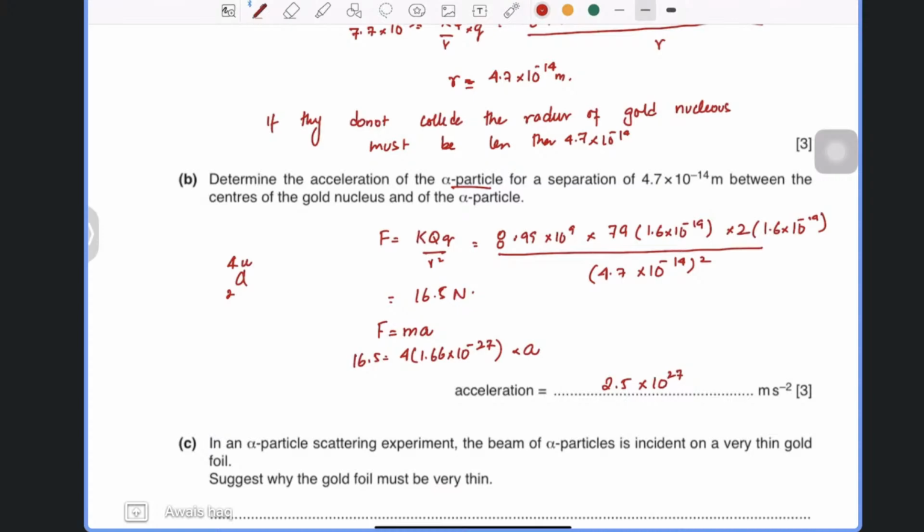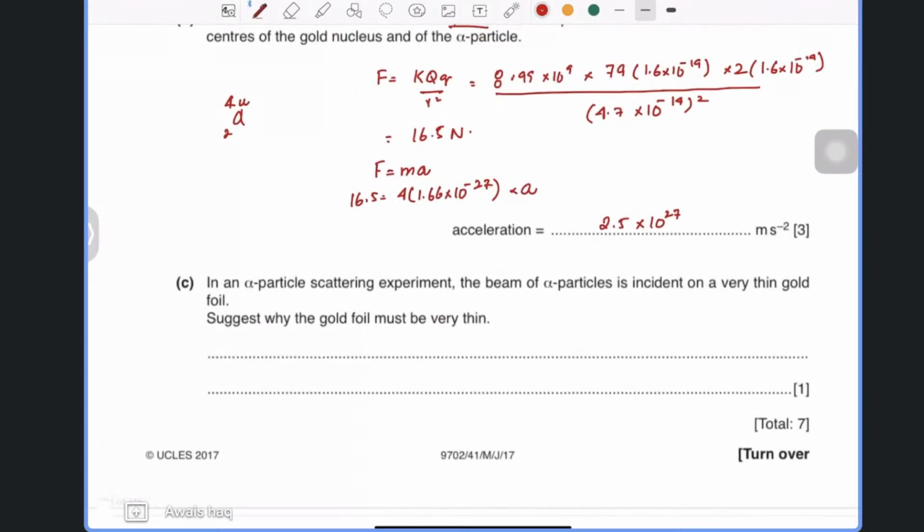Now, keeping that in mind, it says in an alpha scattering experiment, the beam of alpha particles is incident on a very thin gold foil. Suggest why the gold foil must be very thin. The gold foil must be thin because if there are multiple layers of nuclei of gold foil, then when an alpha particle comes, it would get attracted by different sides.